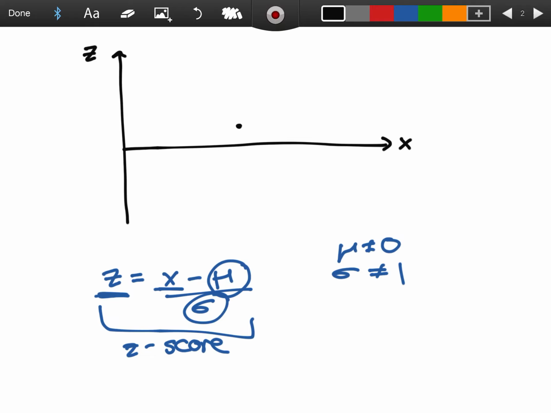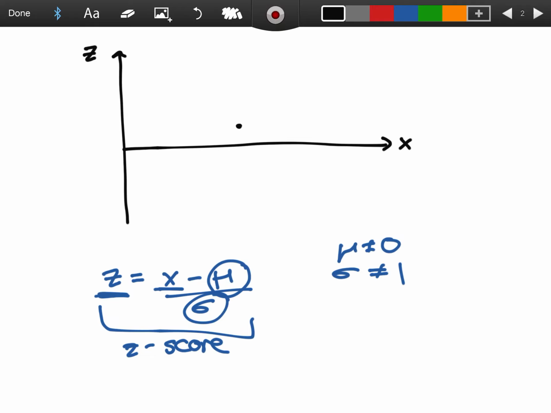I'm subtracting the mean. That tells me how far my data point x is from the mean mu, whatever mu might be. Then I'm dividing that distance, the difference between x and mu, by the standard deviation. What does that do mathematically?